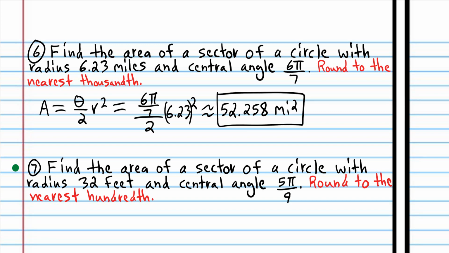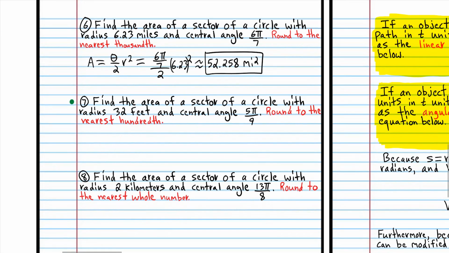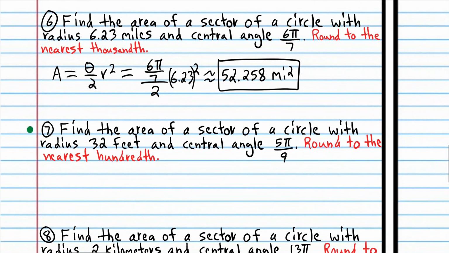the nearest thousandth. Okay, so I want you to try number 7. You're going to use this formula and round to the nearest hundredth. So try number 7. When you come back, we'll do it together.